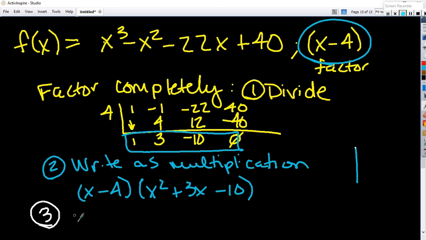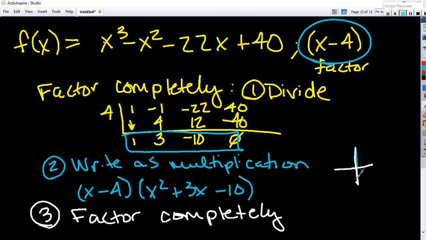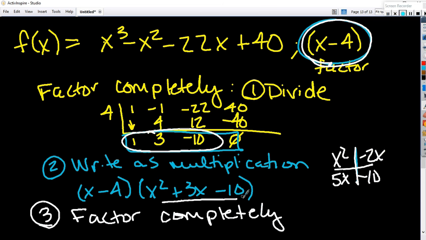Do we have to box it? Yes, we're going to factor completely, which means look at the pieces that are left and ask, can I factor them? x squared plus 3x minus 10. What multiplies to negative 10 but adds to positive 3? Opposite signs. Probably 5 and negative 2. Wait, so do you just set it up like, I took what I divided by here and then what I got here. That's the second set of pieces. You just put them in the same order that I wrote.